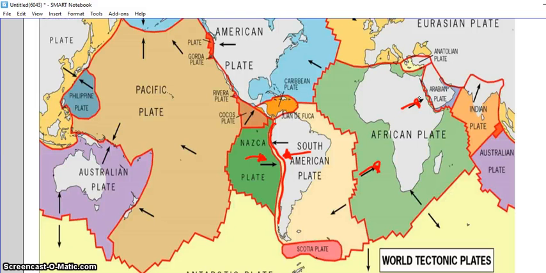Okay, so if you look here, we actually can see the directions, and all these lines right here are the cracks in the eggshell that I talked to you guys about on our crust, okay? And these cracks are part of the lithosphere, known as tectonic plates.